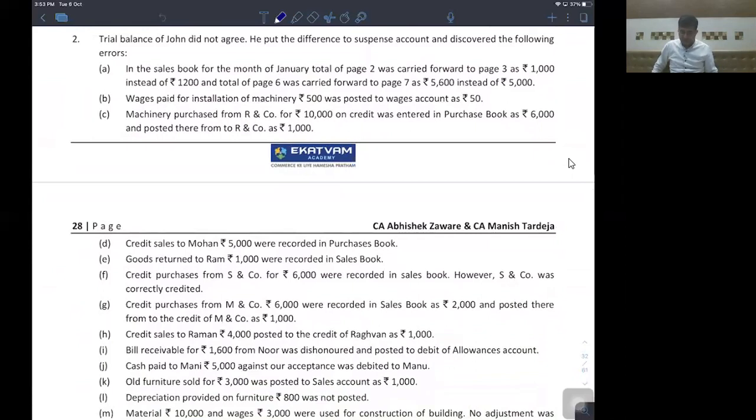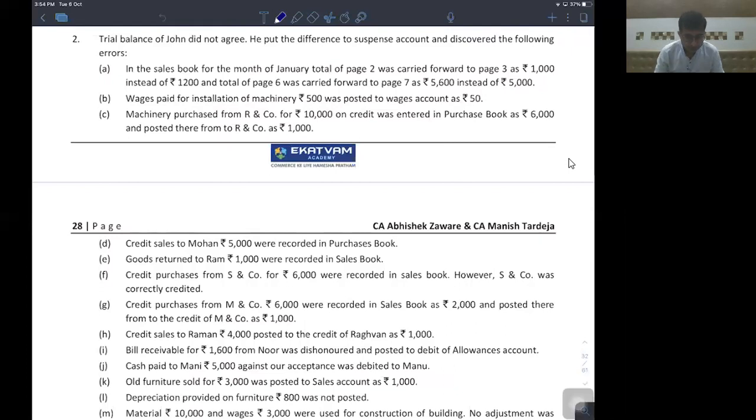He put the difference to the suspense account and discovered the following errors. In the sales book, for the month of January, total of page 2 was carried forward to page 3 as 1000 instead of 1200, and total of page 6 was carried forward as rupees 5600 instead of 5000. एक जगह पे आपने टोटल ज्यादा कैरी फॉरवर्ड की और दूसरी जगह पे आपने टोटल कम कैरी फॉरवर्ड की. तो 200 रुपए से पहले कम डेबिट किया, फिर 600 रुपए से ज्यादा क्रेडिट कर दिया, तो अल्टीमेटली आपको 400 रुपए से परचेस अकाउंट का डेबिट बढ़ाना पड़ेगा या नहीं? Yes or no? And therefore your rectifying entry will be what? Purchase account debit to suspense account rupees 400. Correct?